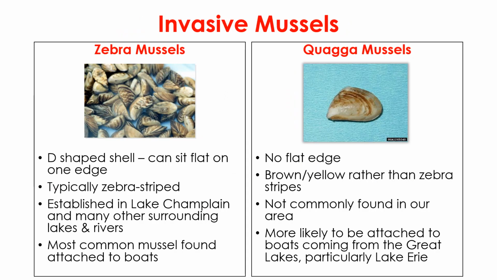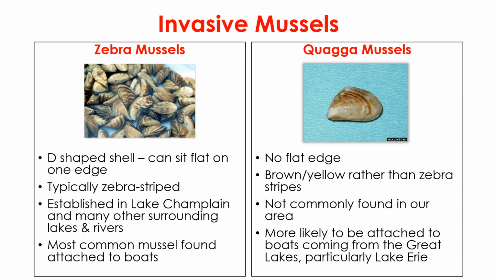These are the 2 types of invasive mussels, zebra and quagga. Zebra is the one that you'll commonly see attached to boats in our area because they're established in Lake Champlain, the St. Lawrence River, Lake Ontario, the Hudson and the Mohawk, and many other significantly sized water bodies close to the Adirondacks. Zebras have a flat edge on one side so they can sit up straight, whereas quagga mussels do not. They'll just rock over and lay flat.